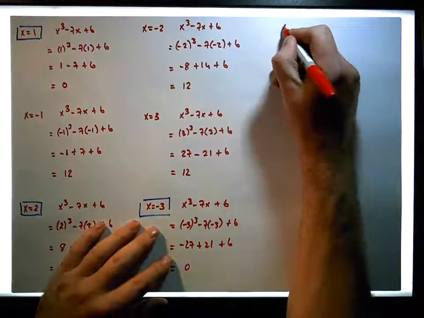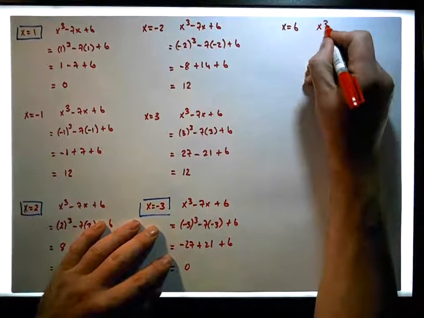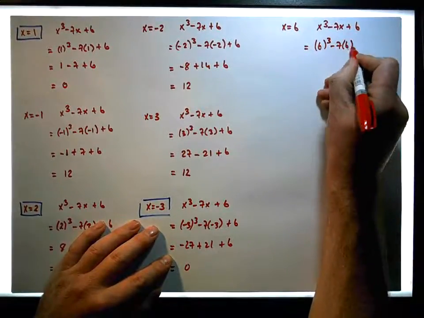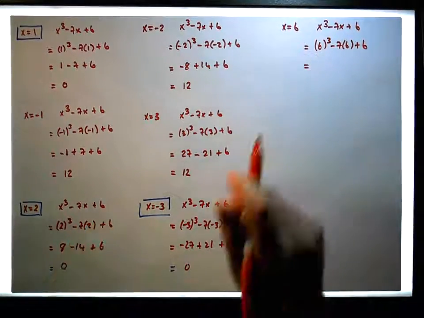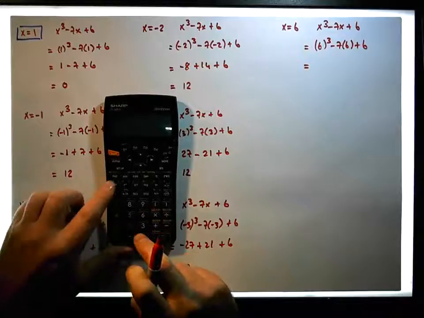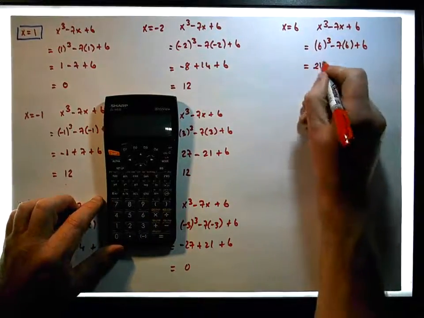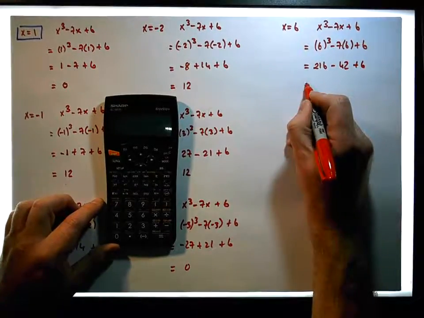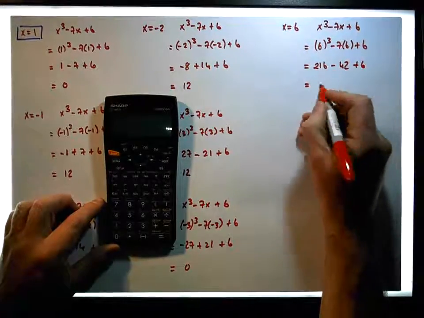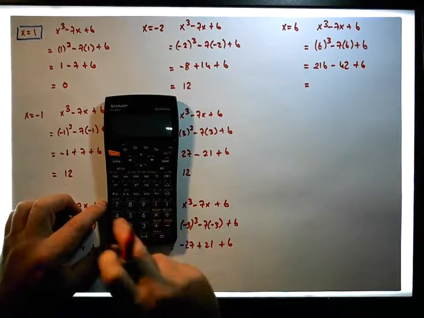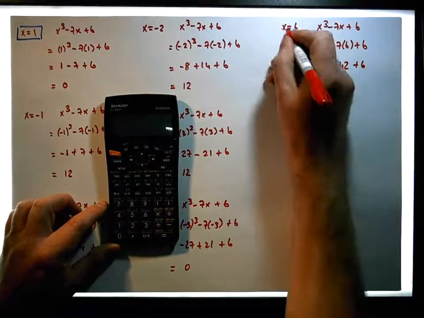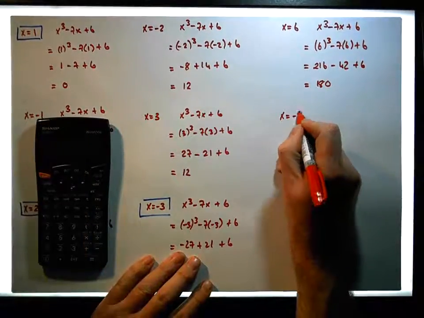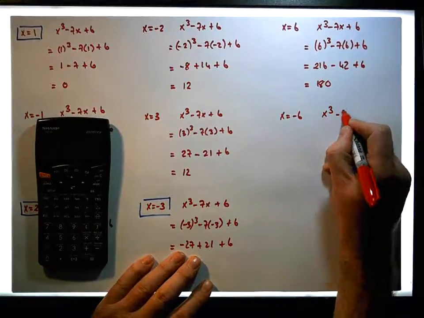Let's look at when x is equal to 6. So x cubed minus 7x plus 6 becomes 6 cubed minus 7 times 6 plus 6. Let me just do that in the calculator. 6 raised to the power of 3 is equal to 216. Minus 7 times 6 is minus 42, plus 6. That gives us 222 minus 42, which is 180. So once again, x is equal to 6 is not a root. It doesn't solve that polynomial. What about when x is equal to minus 6? What do we get from x cubed minus 7x plus 6?